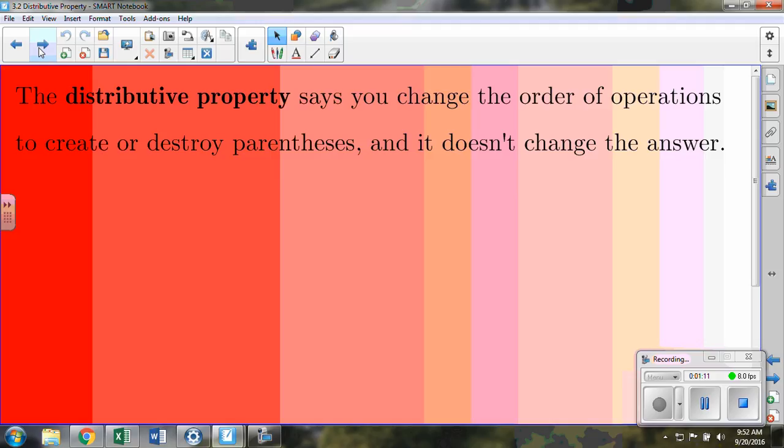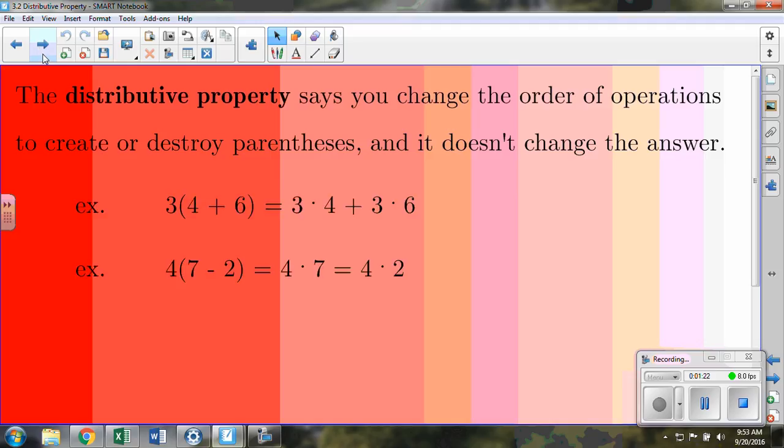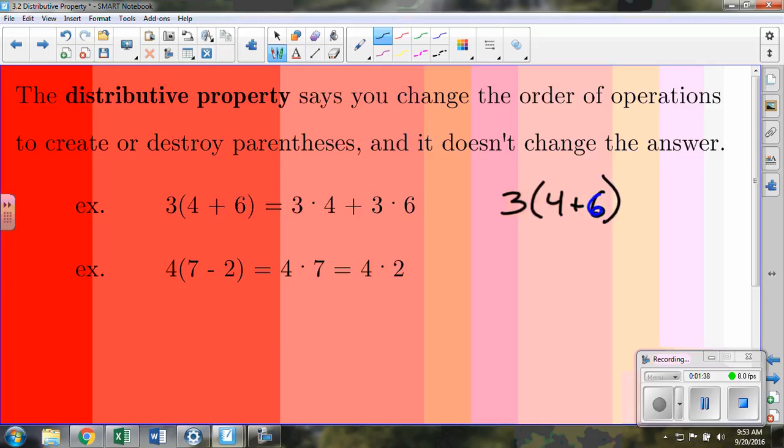In particular, the distributive property will let you change the order of operations so that we can create or destroy parentheses and it won't change the answer. Obviously, we need to see how that works. The distributive property lets us change problems like these. According to the order of operations with these set of parentheses, we are supposed to do the parentheses first. 4 plus 6 would equal 10. And so we have 3 times 10, which gives us an answer of 30. That's one way to get the ultimate answer.